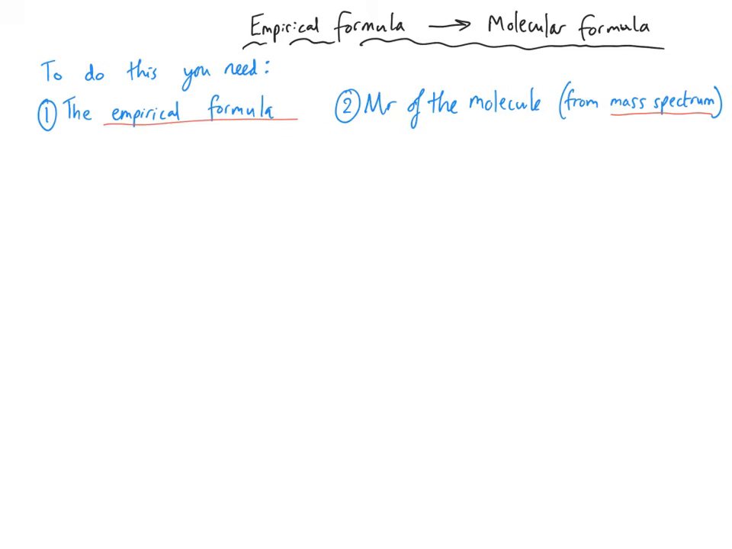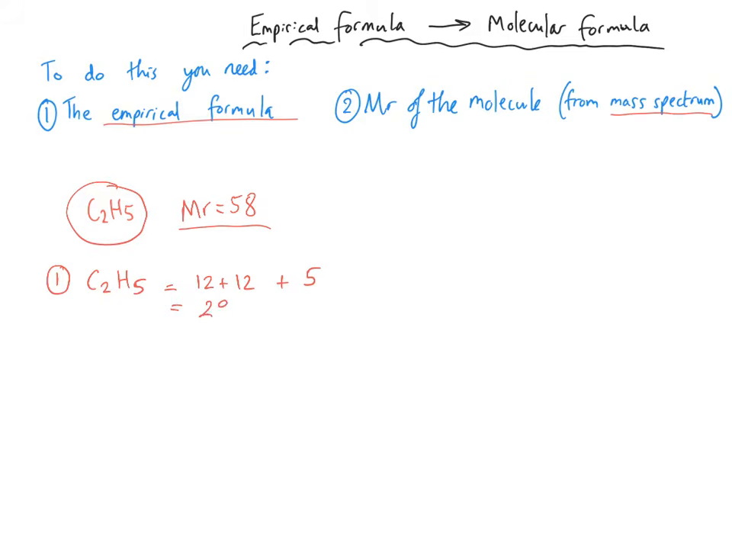and that is the MR of the molecule. So let's take the empirical formula that we calculated in the previous page of C2H5, and let's imagine we've been given the MR of 58. And so the three steps that we have to do now is we have to look at the empirical formula and work out what the empirical formula mass is. So that's 12 for each of the carbon atoms and 1 for each of the 5 hydrogens. That's a total of 5. And so that gives us a total of 29 is the mass of the empirical formula.